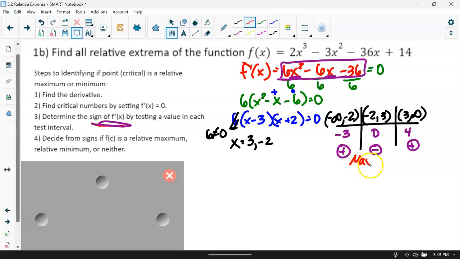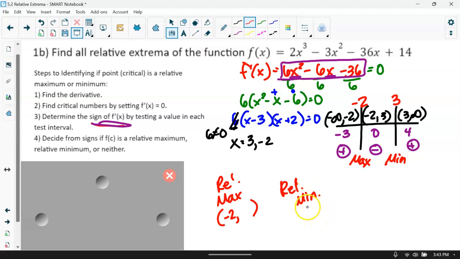So now we have a max here, right, at negative 2. Then we're decreasing, then increasing. So notice here we would have a minimum value now at 3. So we have a relative maximum, right, at an x value of negative 2. And we have a relative minimum value at an x value of 3.